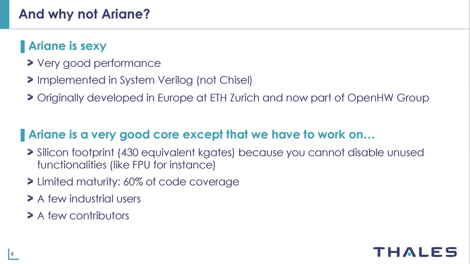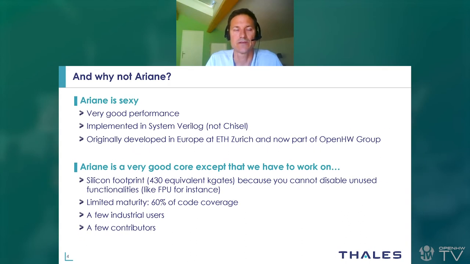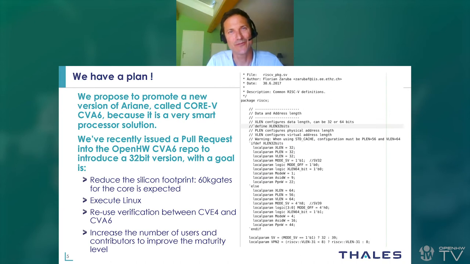The maturity of Ariane is quite low. For instance, if we pass all the regression suite of Ariane, we get only 60% of code coverage. And we get few industrial users and few contributors. But we have a plan. We propose to do the promotion of Ariane, which is called CVA6 in the Open Hardware Group, because it is a very smart solution. Last week, we made a pull request to introduce the 32-bit flavor in Ariane.